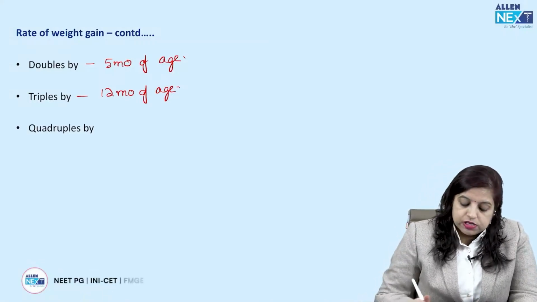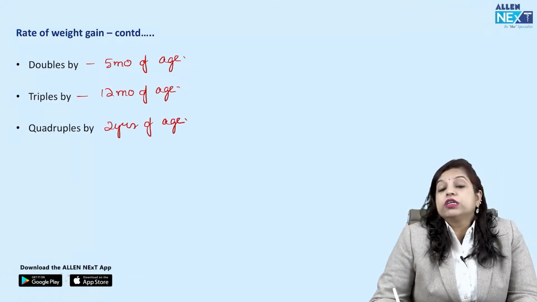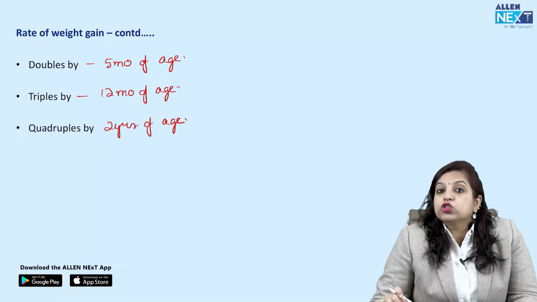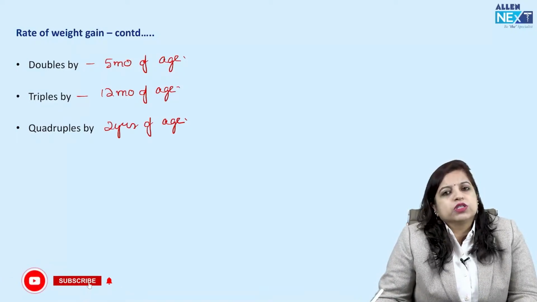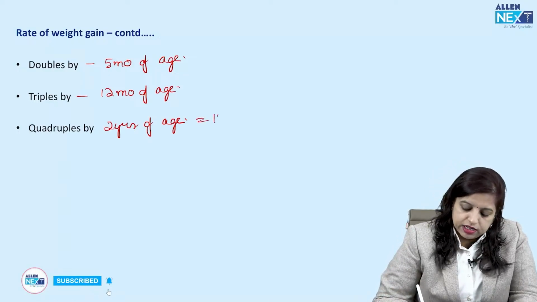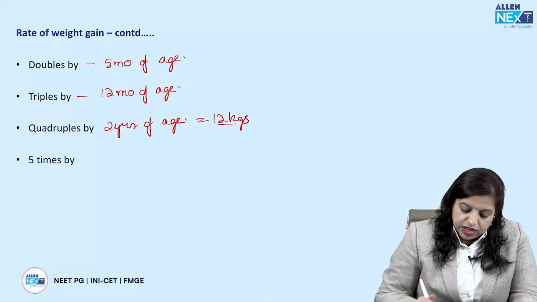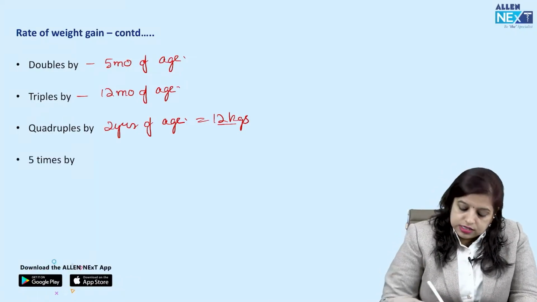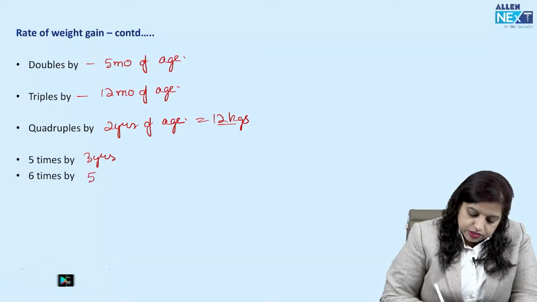Then it quadruples by 2 years of age. So that was the wrong statement. It was given in the question, it triples by 2 years of age. No, it quadruples by 2 years of age. That means if we take an average birth weight of 3 kgs, then it becomes 12 kgs at 2 years of age, right? Then it becomes 5 times by 3 years, and it becomes 6 times by 5 years, right?